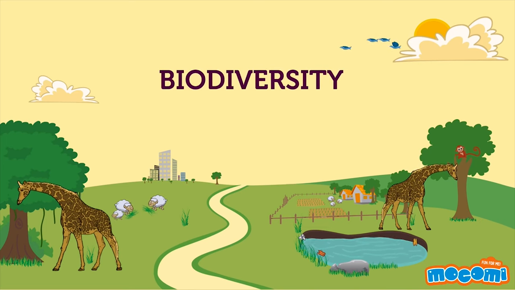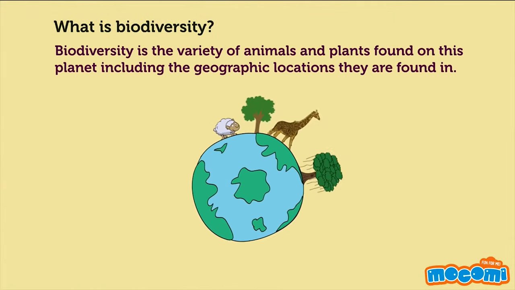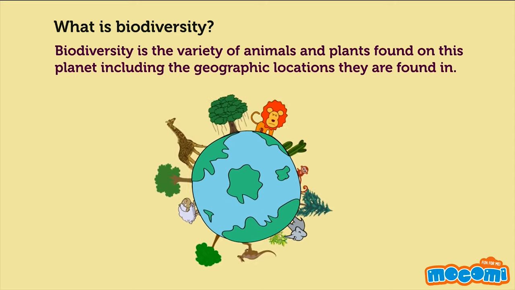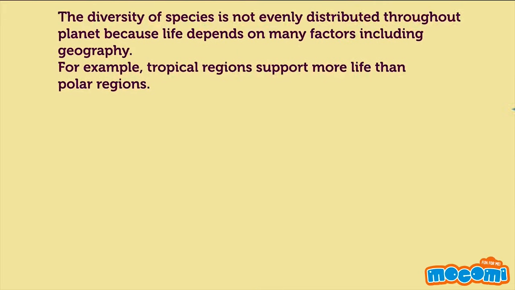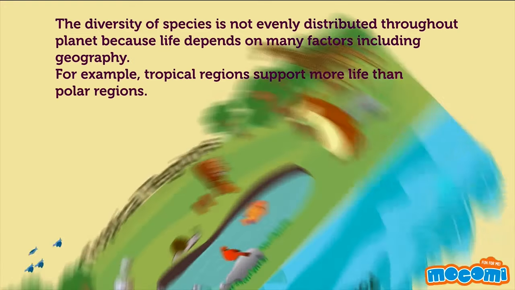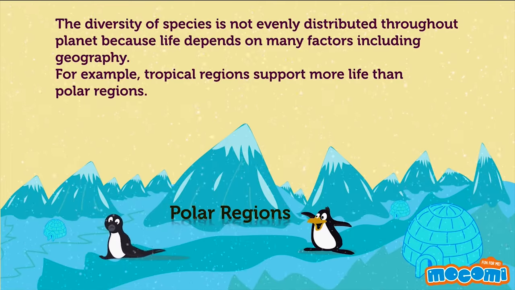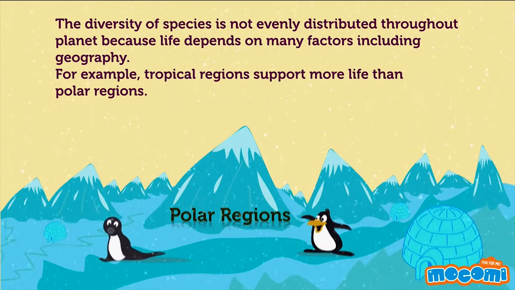Biodiversity. Biodiversity is the variety of animals and plants found on this planet, including the geographic locations they are found in. The diversity of species is not evenly distributed throughout the planet because life depends on many factors, including geography. For example, tropical regions support more life than polar regions.